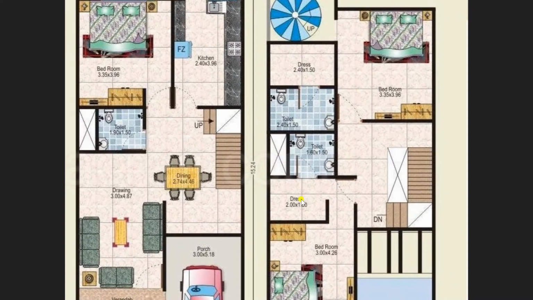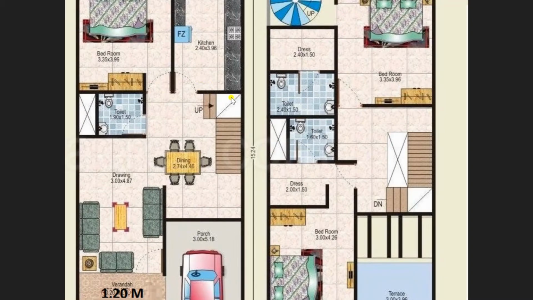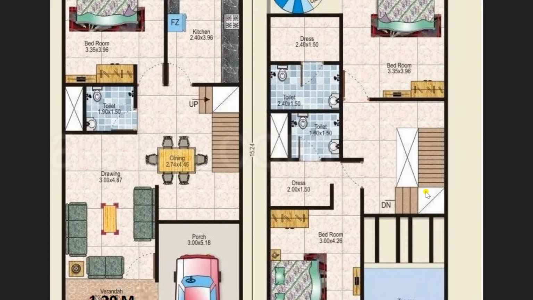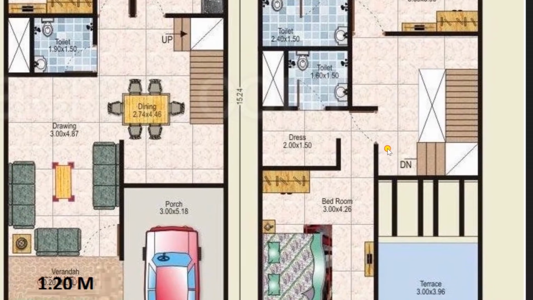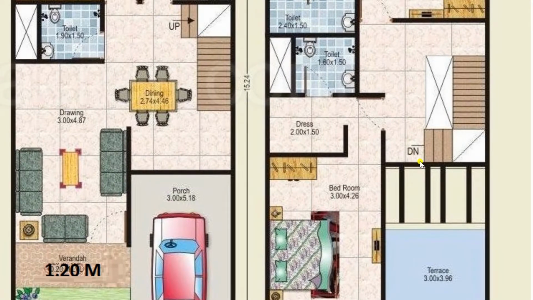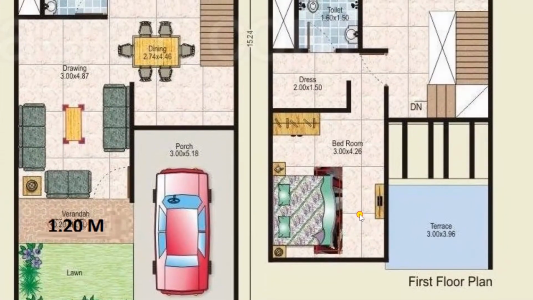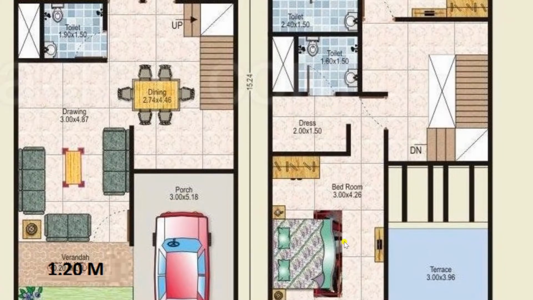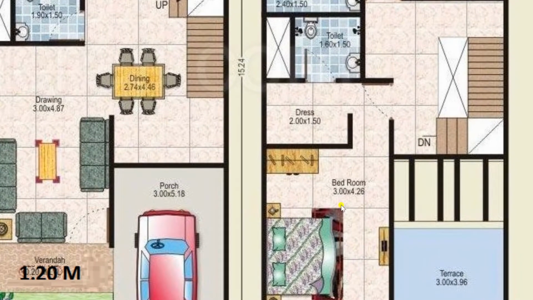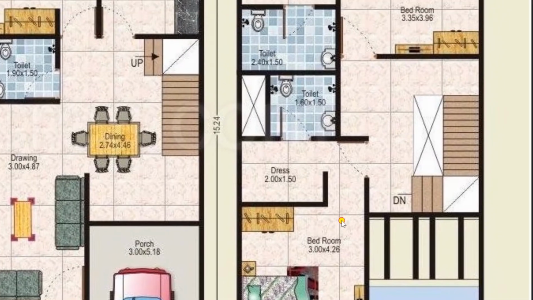Now I am moving towards the first floor. Here the staircases are available. I have entered here, and you can find the staircase has a vast lobby. Here on the right hand side you can view a terrace is also available of dimension 3 by 3.96 meters. Now let us see the bedroom. Here the bedroom has a dimension of 3 by 4.26, where we have plotted a bed along with a wardrobe and LCD. I am returning back.